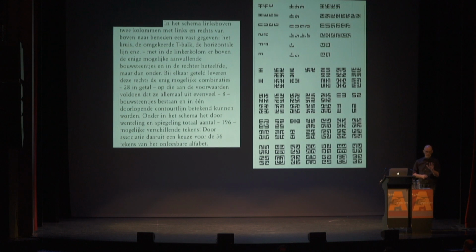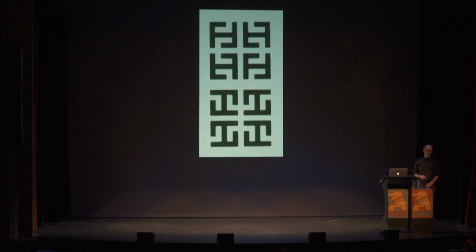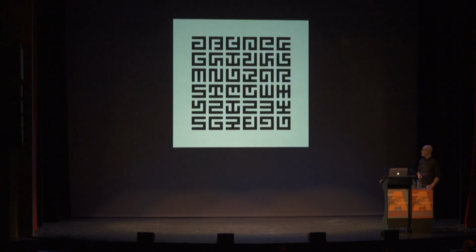Now, I'm going to get picky for just a second. There are actually only 192 shapes because Schrofer inadvertently repeated 4 of them. And since we're being picky, I will point out that of the 36 shapes that he chose, 5 of them are doing double duty. So the G, the I, the O, the S, and the Z are also the 9, the 1, the 0, the 5, and the 2.